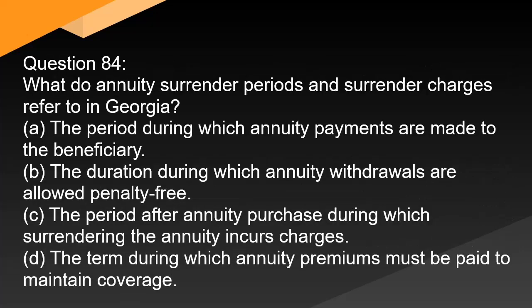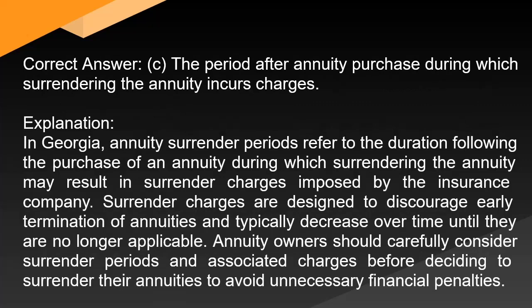Question 84. What do annuity surrender periods and surrender charges refer to in Georgia? Correct answer: C. The period after annuity purchase during which surrendering the annuity incurs charges. Explanation: In Georgia, annuity surrender periods refer to the duration following the purchase of an annuity during which surrendering the annuity may result in surrender charges imposed by the insurance company.